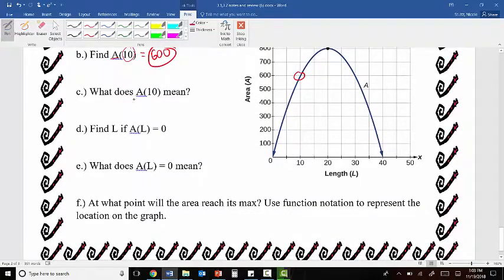And then you're supposed to turn what this says into words. So we want to say area when length is 10.